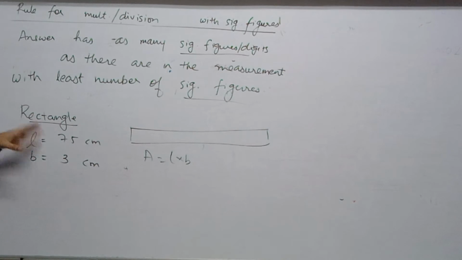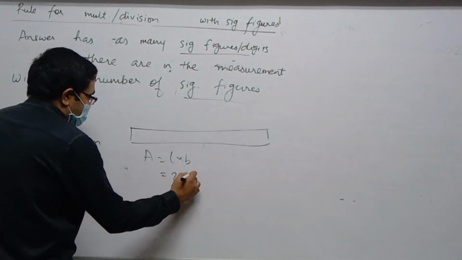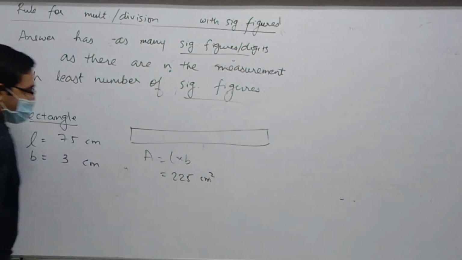Let's multiply them. 75 with 3. What do we get? 225. Yes or no? Yes. Sure. Yes. Centimeter square, right?